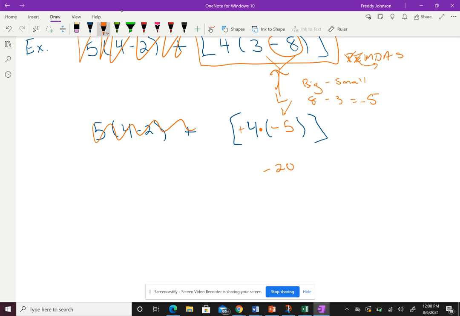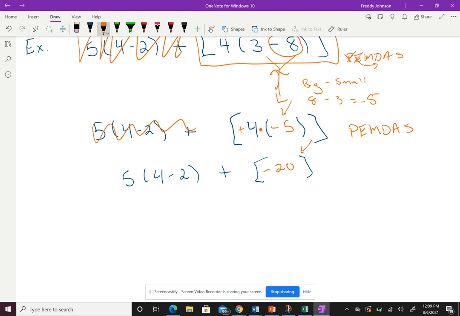Remember, I do the signs first. This is a positive, that's a negative. When I multiply, negatives always win out. Then I'm going to keep the brackets, bring everything else down. Now I look inside these brackets. Oh, these brackets are done. I can't do anything else. So now I still keep following PEMDAS. Okay, and I have parentheses. Oh, there's more parentheses here.